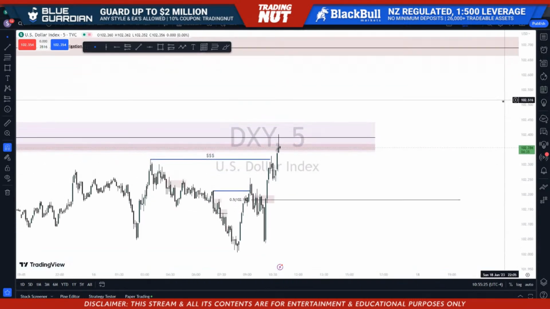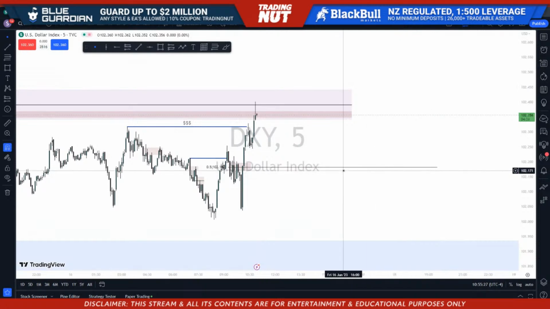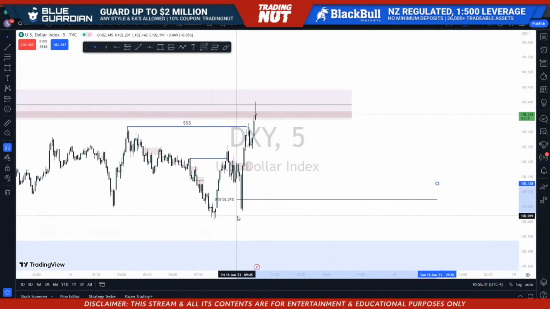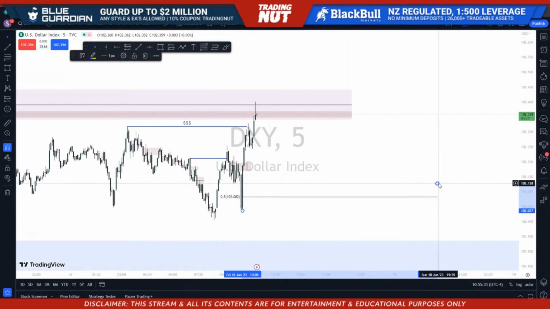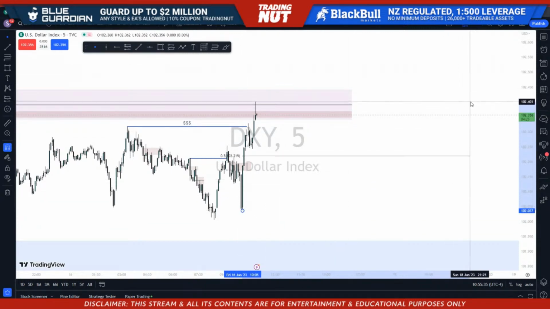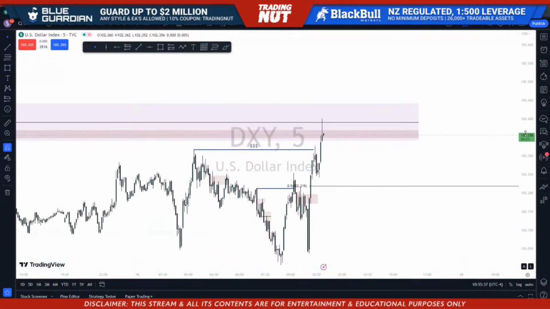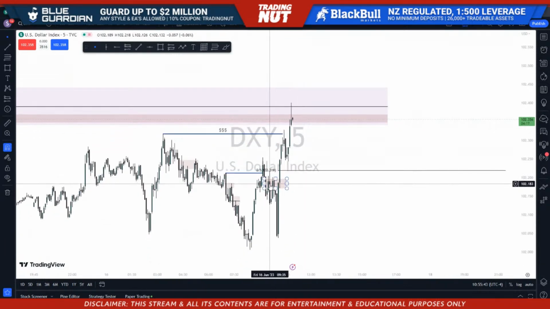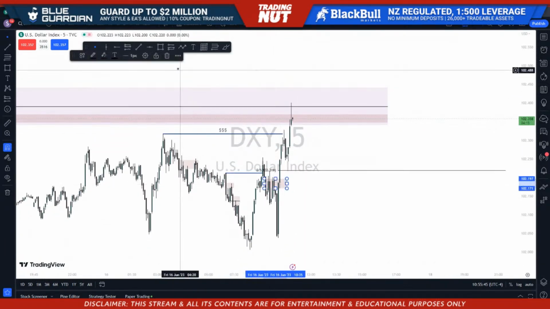So let's, from this low to this high. First target would be this fair value gap down here, and then this order block.